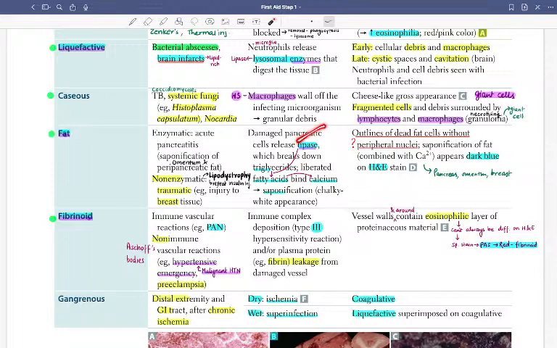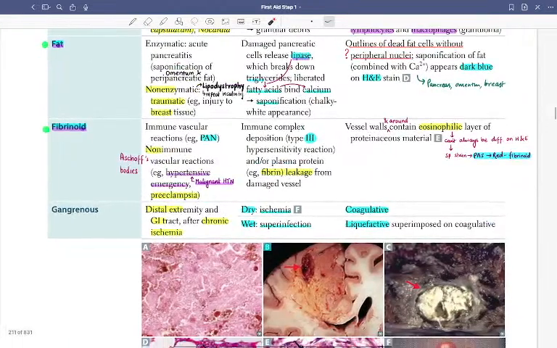Damaged pancreatic cells release lipases, which break down triglycerides and liberate fatty acids. Calcium causes saponification, dark blue on H&E. Pancreas, omentum, breast. Outlines and all that are not necessary.